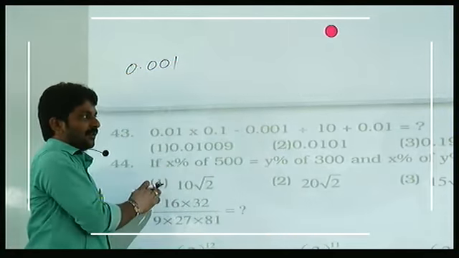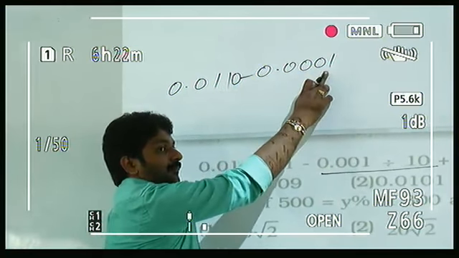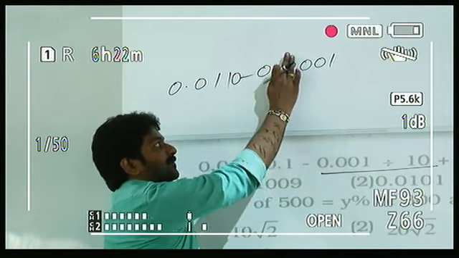This is 0.0001 and then you have 0.01. Add 0.01 here. This becomes 0.011 minus 0.0001. So after decimal here we have 4 digits. So let's write it as one more 0. 110 minus 1. Forget about this point. Last 3 digits. Let's concentrate last 3 digits. 110 minus 1. 109. So answer is 0.0109.